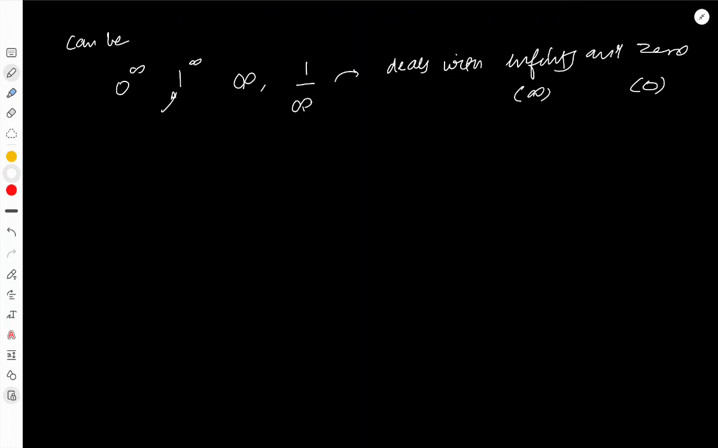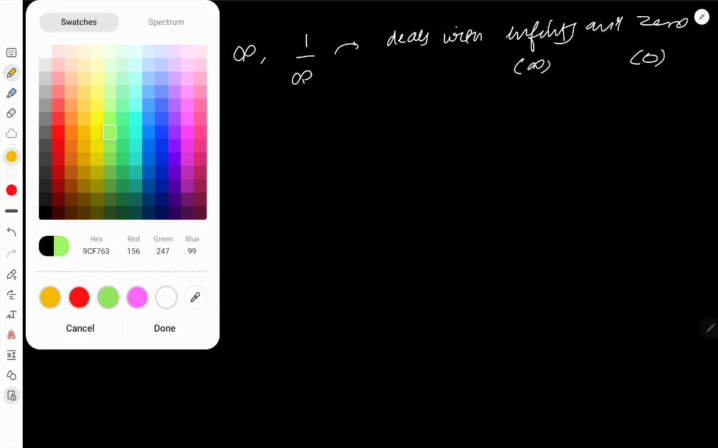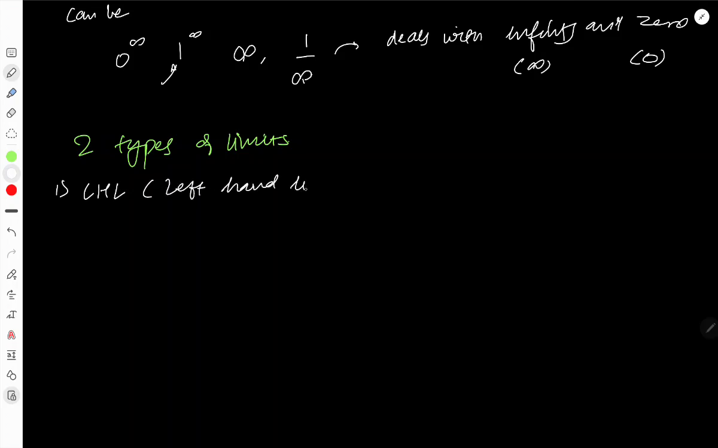Let us start with the visualization on the number line. What does a limit mean? So limits are of two types. Let me write that too. Types of limit, and these two types are LHL, left hand limit, and RHL, that is right hand limit.